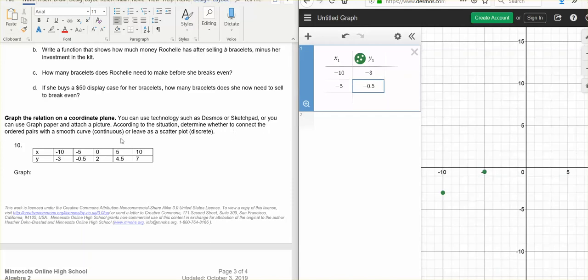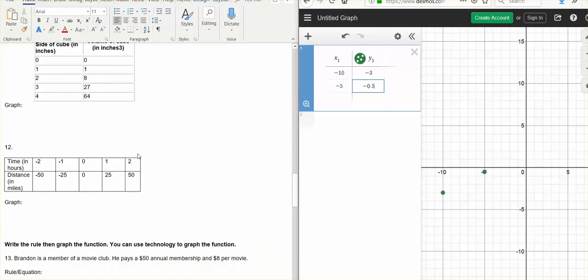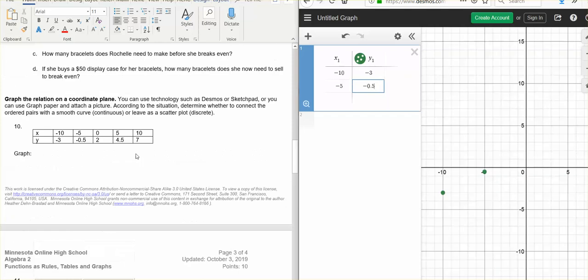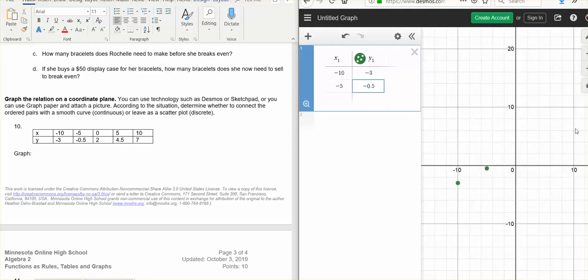And you are going to determine whether it's just a list of coordinates or whether in some of these there's more information given, whether you would then connect the points with a curve or a line, or whether you'll leave them as they are, which would just be a scatter plot, a discrete function. So in 10, I'm just going to leave them because it doesn't say any information that would tell me that I should connect these. So after I finish making, I have more points to graph, but after I finish them, here's how I can share my graph and put it right here.